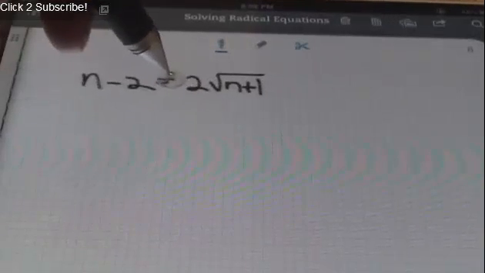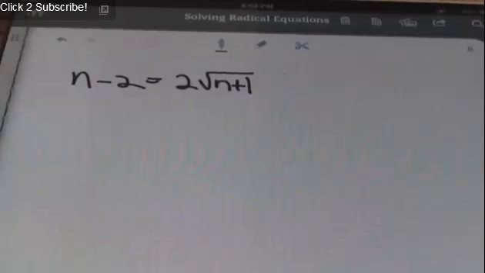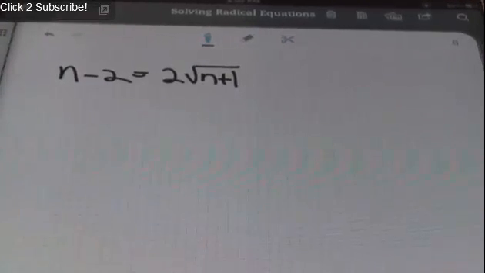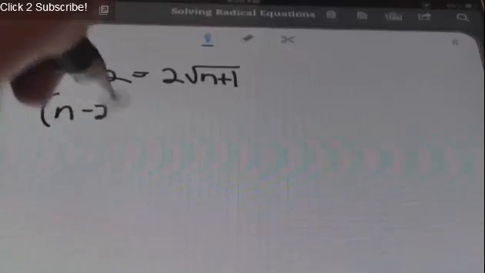All right, and now let's continue the problem here. Okay, now that I have n minus 2 equals 2 times the square root of n plus 1, notice that I still have another radical in play. Ideally, you would want to get the radical by itself, but notice if I divide everything by 2, I would end up with fractions. I don't want to deal with fractions. So instead, I'm just going to square both sides the way it is.